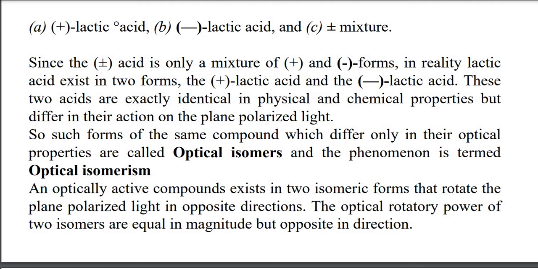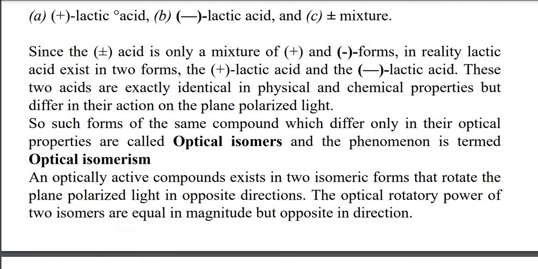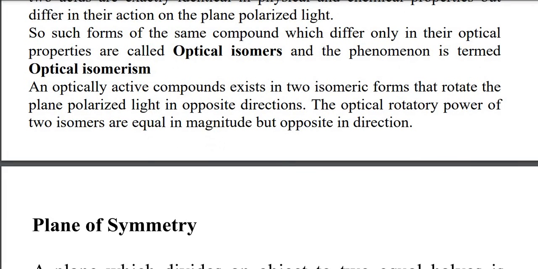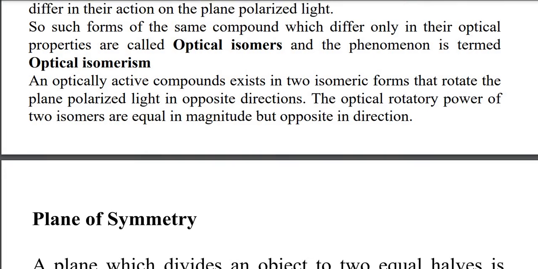So, such forms of the same compound which differ only in their optical properties are called optical isomers, and the phenomenon is termed optical isomerism. Optically active compounds exist in two isomeric forms that rotate plane polarized light in opposite directions. The optical rotating power of the two isomers is equal in magnitude but opposite in direction.